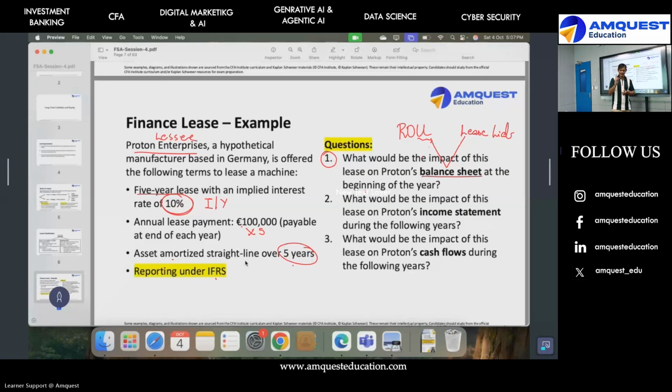Okay. So now that is the second question. Okay. So everyone knows that he needs to record on day 1. Actually, this is the start of year 0. He will record ROU and a lease liability. He will record asset and a liability. Correct? NCA and an NCL. This is important. Let's come to the measurement part.